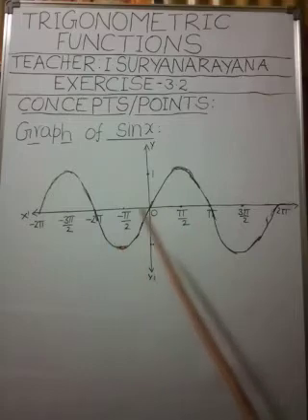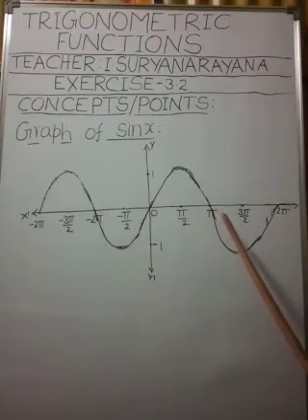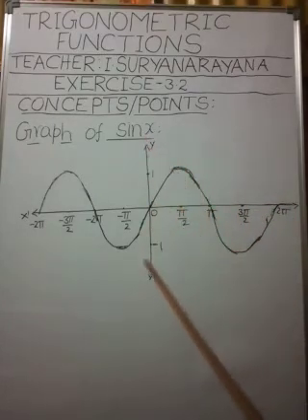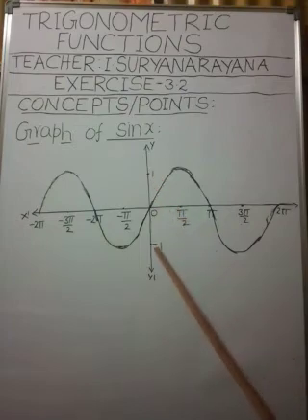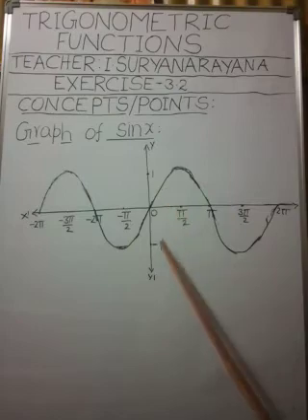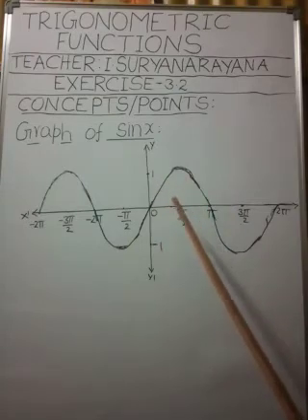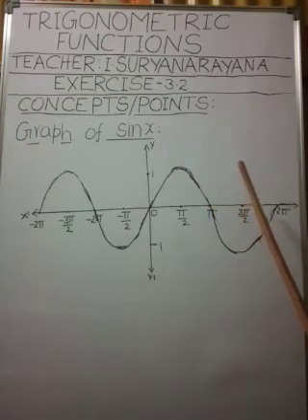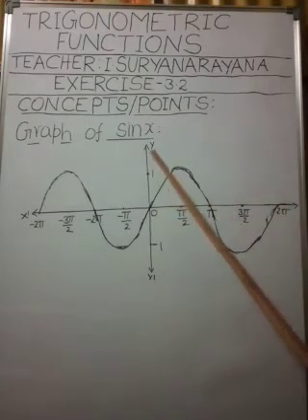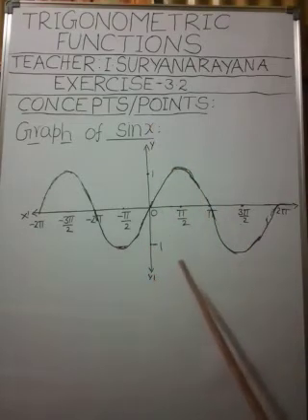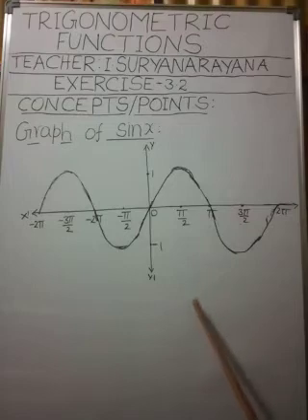Okay, my children, remember this point. On the x-axis we have to take multiples of pi by 2. Now come to the y-axis. Here 1 and minus 1, because the range of sin x is minus 1 to 1 only, not less than minus 1, not greater than 1. We don't get the graph of sin x beyond that. That is why we are not writing 2, 3, 4, or minus 2, minus 3, minus 4 and so on. No need to write these numbers on the y-axis.